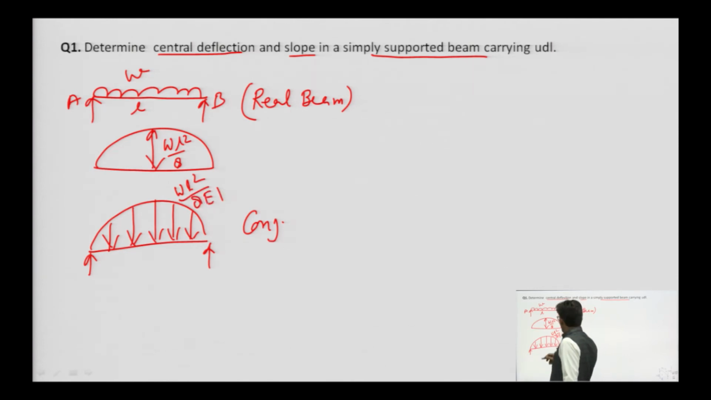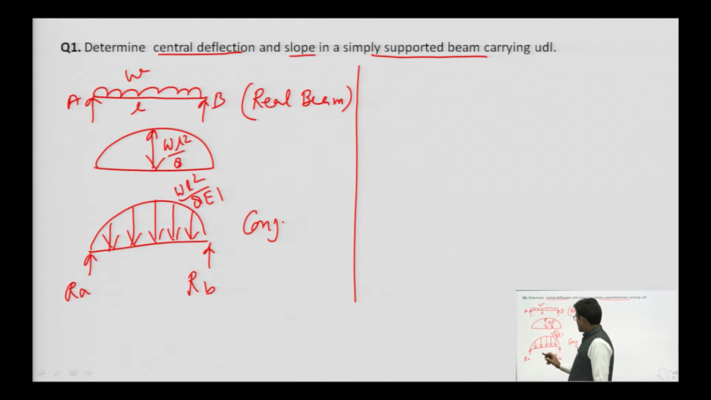Now, say the reactions are RA and RB. First of all, what will be the central displacement? Central displacement delta will be the bending moment.